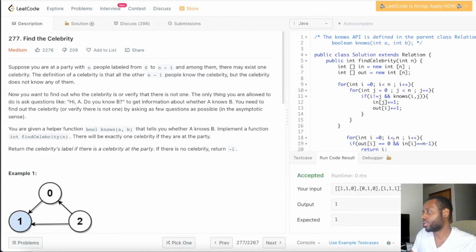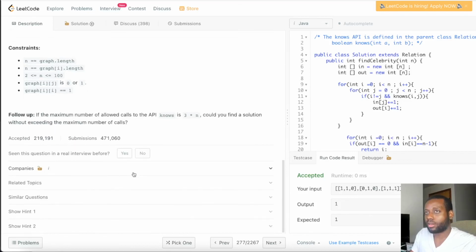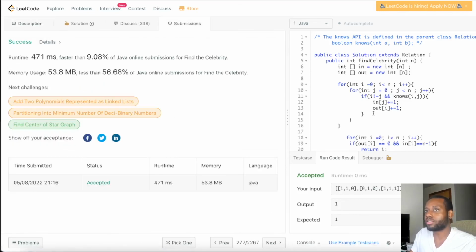Let's see if we pass the small test case. All right, looks pretty good so far. Let's press submit and see if we pass all the test cases. Awesome, we're going to pass all the test cases.